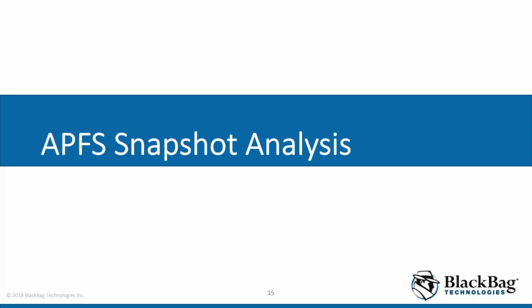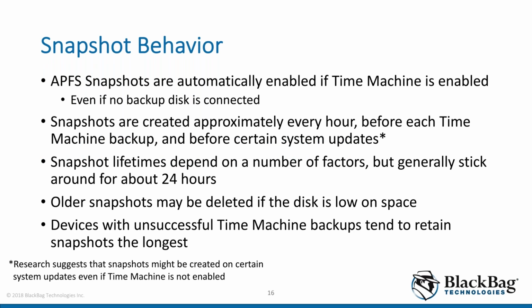So next we'll talk about how we can analyze these APFS snapshots, both on the live system and by doing offline analysis with a disk image. Before we get into that, we'll talk about what I've already hinted at in the questions section, a little bit about the behavior. If a user has Time Machine enabled on the system, whether or not the backup disk is actually plugged into the system itself, APFS snapshots are automatically enabled and will happen approximately hourly. So snapshots are created approximately every hour or before each Time Machine backup.